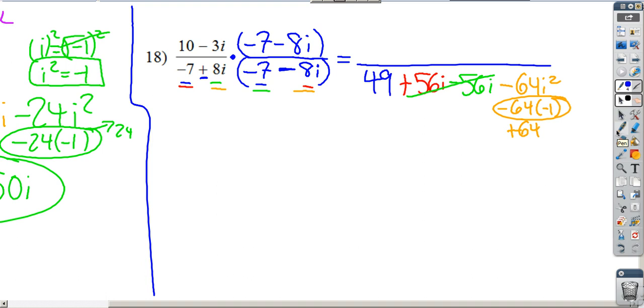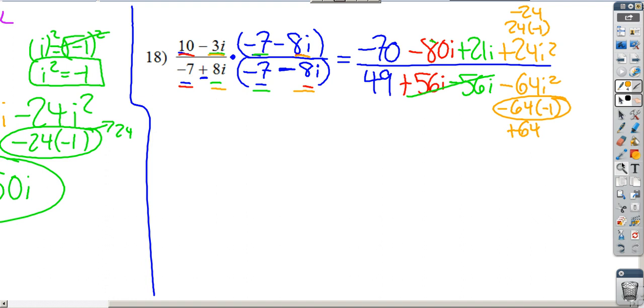Then we'll FOIL the top, so 10 times negative 7 is negative 70. The outside terms will be 10 times negative 8i, which is negative 80i. The inside terms turn out to be negative 3i times negative 7, which is plus 21i. And then finally, the last terms are negative 3i times negative 8i, which is plus 24i squared. i squared is the same as negative 1, so this is like 24 times negative 1, or negative 24.